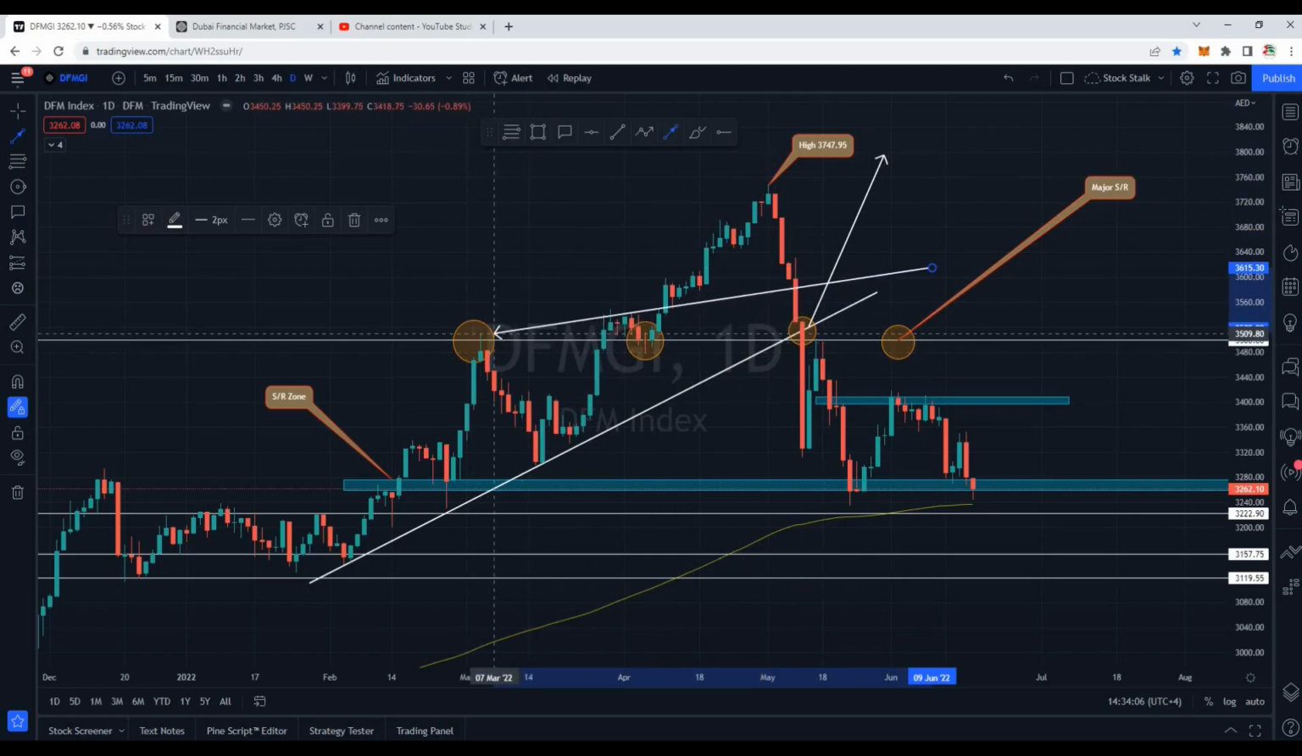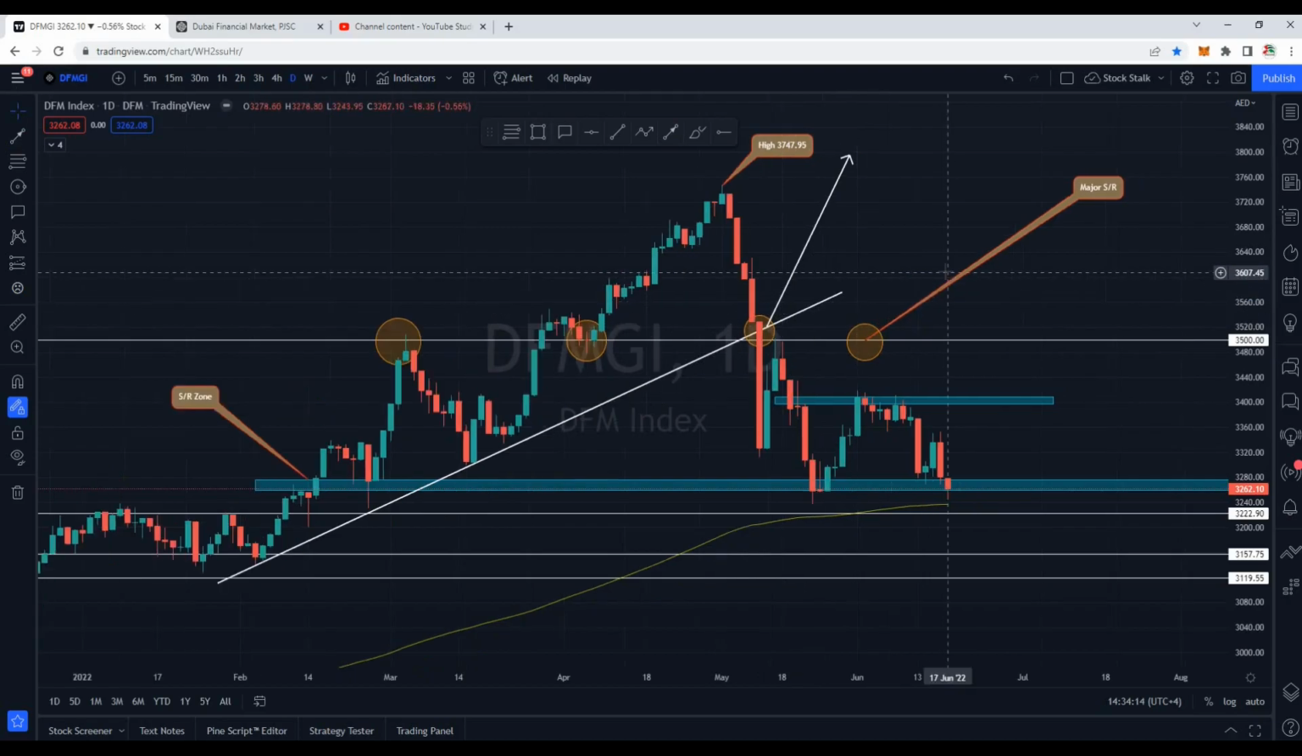Previously, this was resistance. Resistance became support. Support once broken is now acting as a resistance. I had been mentioning in most of my analysis, 3,500 is very important zone. Once this level, that is 3,500, is crossed, we will be again in bull zone. Yes, as of now market is bearish. Overall market is bearish. Why is that?